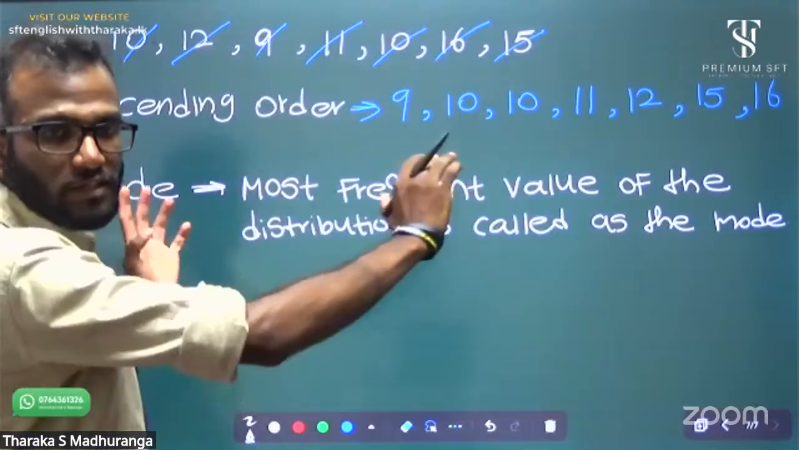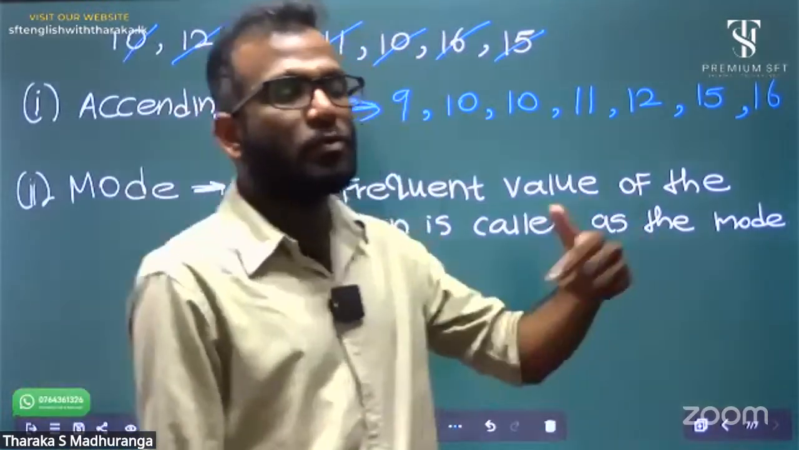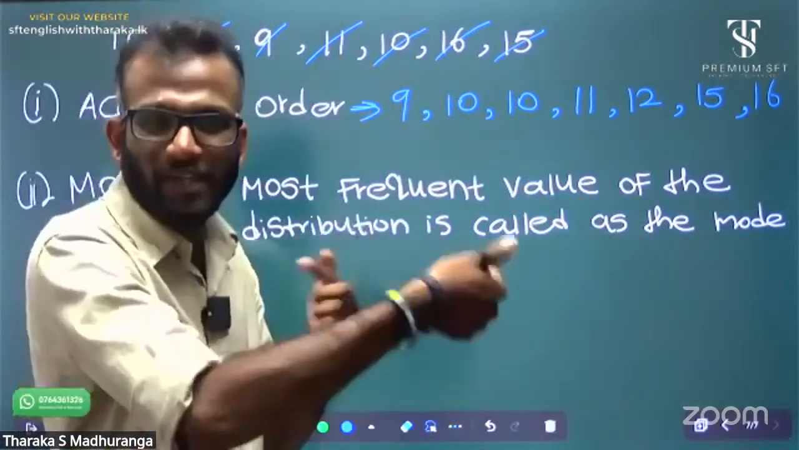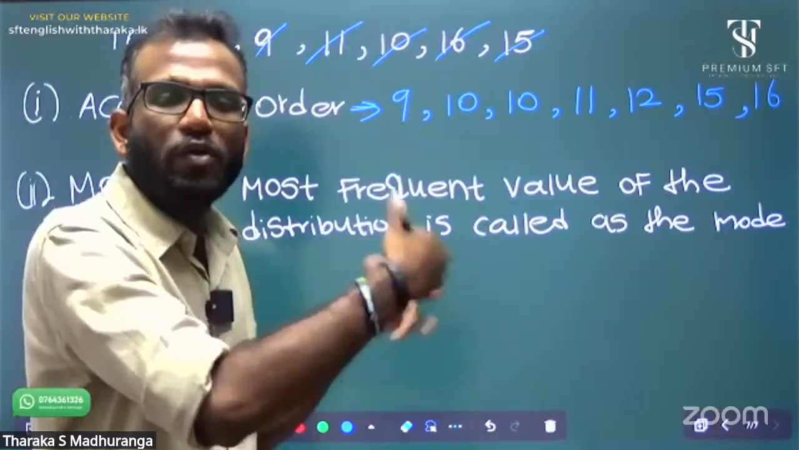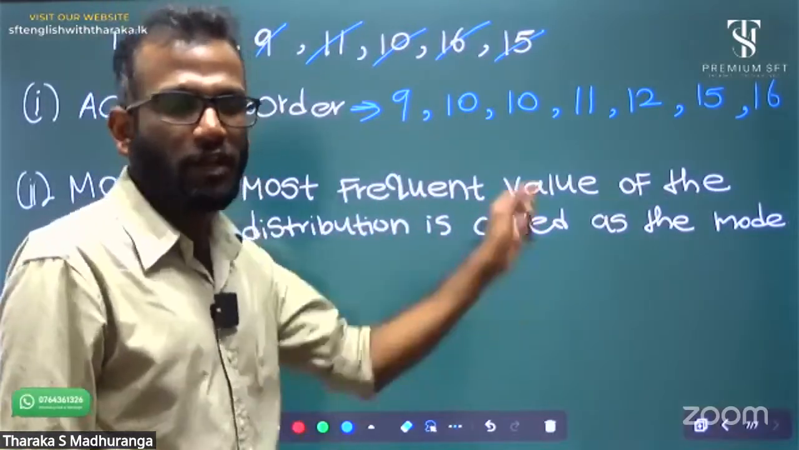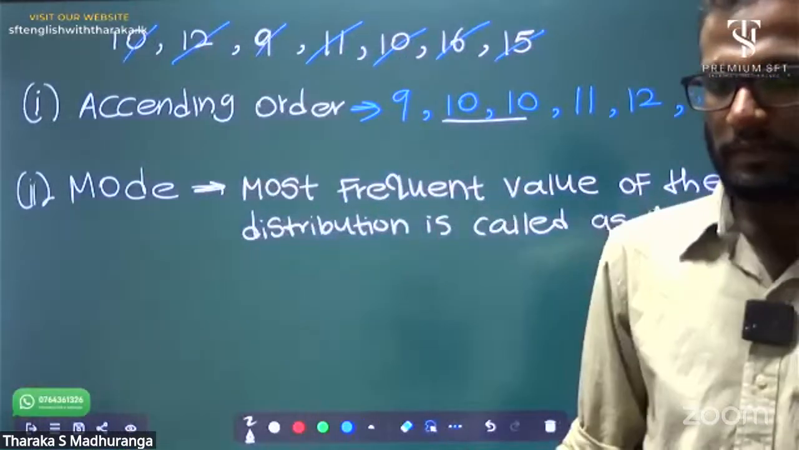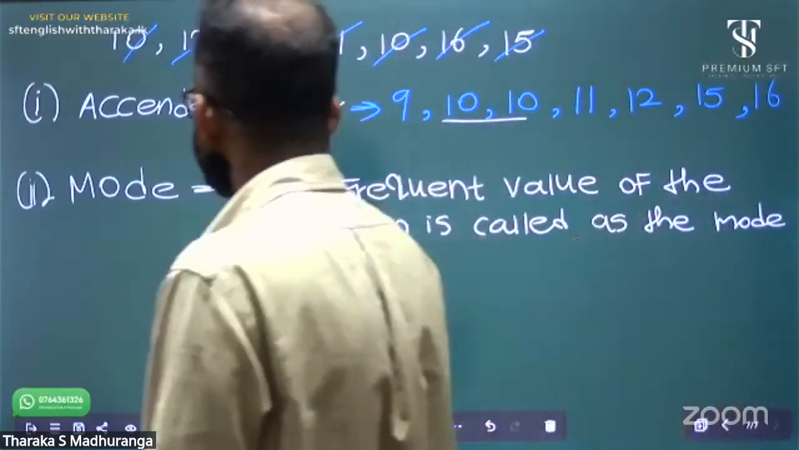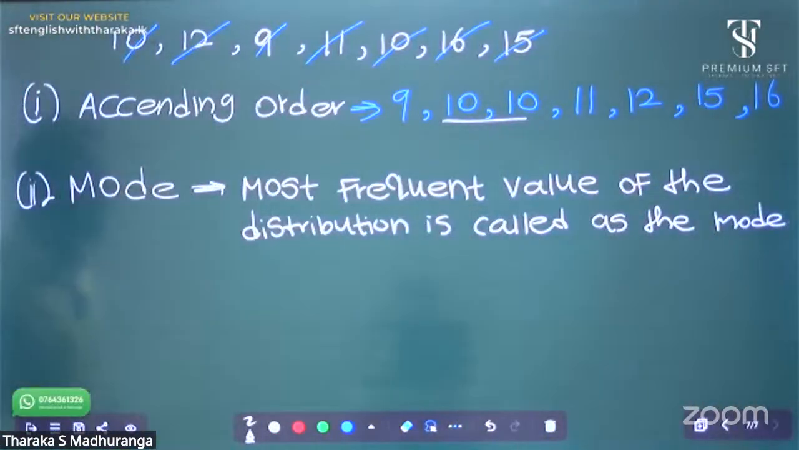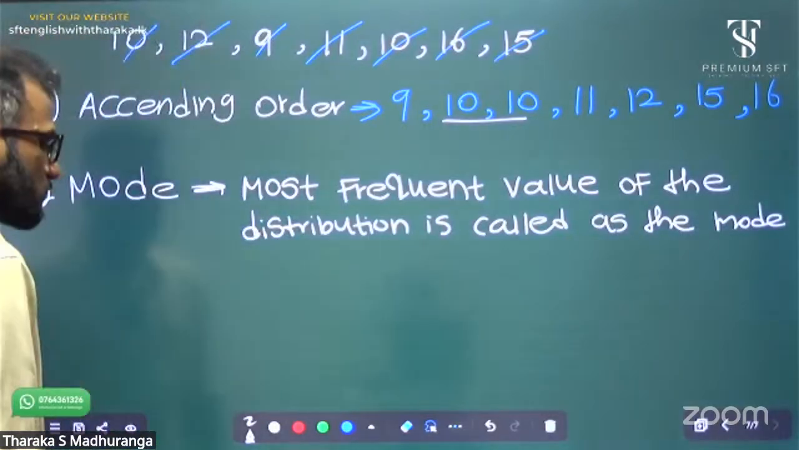Write down definitions clearly and highlight them. Most frequent value, or we call another definition most repeated. The same thing. Most frequent or repeated value. That's a mode. Most repeated value of the distribution. That's the answer, 10.